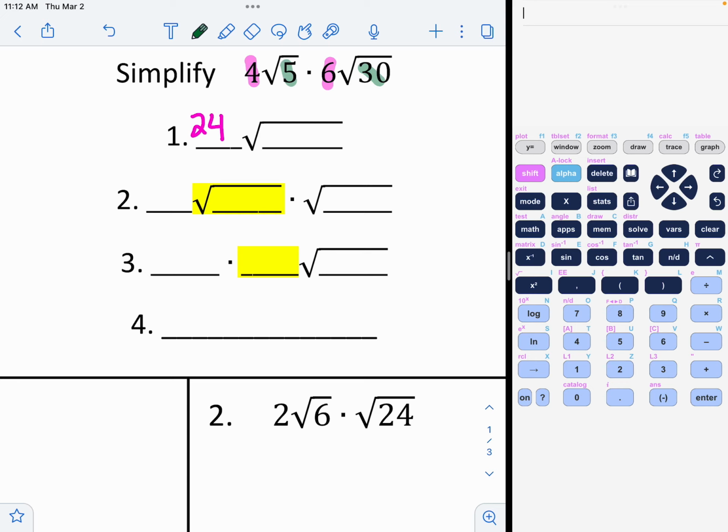And 5 times 30, let's see, that's 600, right? Did I do that right? 150, that's embarrassing. Whoa, what am I thinking? Oh, I'm dividing. Sorry. 150, 5 times 30 is 150.